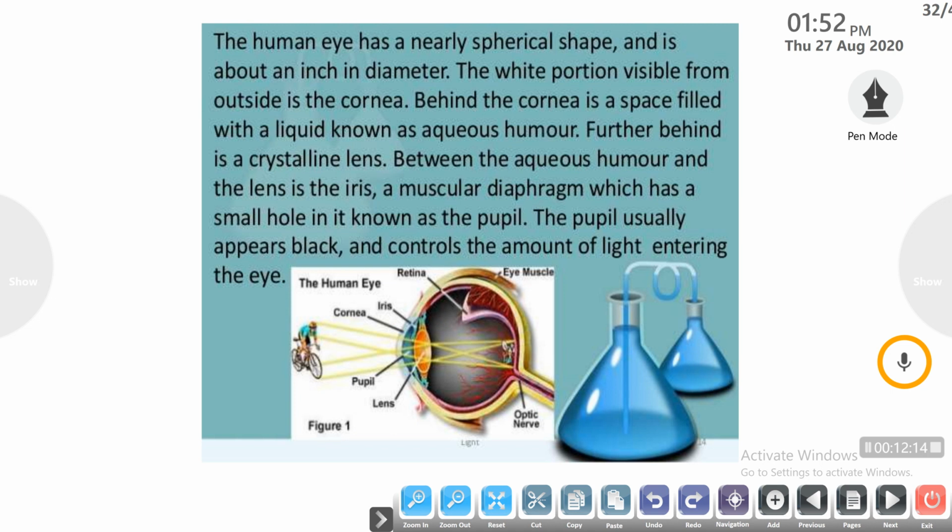The human eye is nearly spherical in shape and about an inch in diameter. The white portion visible from outside is the cornea. It is the transparent layer. Behind the cornea, a space is filled with a liquid which is known as the aqueous humor. Further behind the aqueous humor, there is a crystalline lens inside the eye. In between the aqueous humor and the lens is the iris, which is a muscular diaphragm which has a small hole in it known as the pupil. The pupil usually appears black and it controls the amount of light entering the eye. So this is basically the structure of the human eye. I hope you have understood.